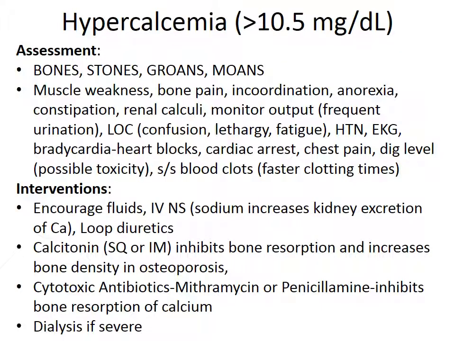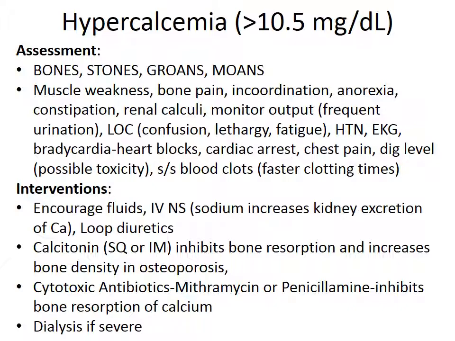Assessment for hypercalcemia includes bones, stones, groans, and moans. In other words, you'll see muscle weakness, bone pain, incoordination, anorexia, constipation, renal stones, monitor urine output for frequent urination, changes in level of consciousness such as confusion, lethargy, and fatigue, hypertension, EKG changes such as bradycardia and heart blocks, cardiac arrest, chest pain, possible dig level toxicities, signs and symptoms of blood clots or faster clotting times.